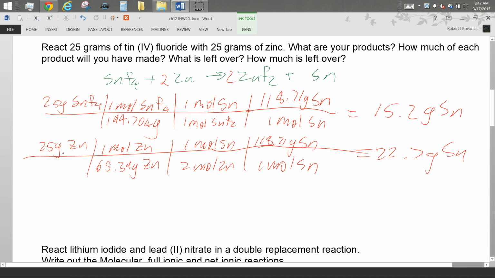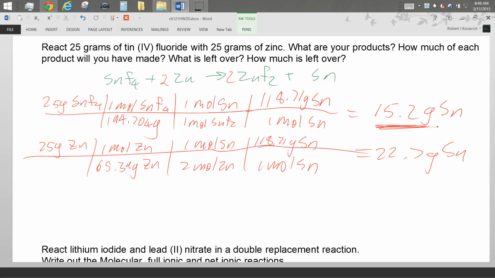So which one of these is the true statement? The first one, right? Whichever one is the smaller. So the moment that I've made my 15.2 grams of tin, what happens? I run out of tin 4-fluoride and the reaction just stops. So I can never make 22.7 grams. So that means I have no tin 4-fluoride in the container. I've got 15.2 grams of tin in the container. I've got some leftover zinc in the container, and I'm going to have, what else? I'm going to have to calculate how much zinc fluoride is going to be left in the container.